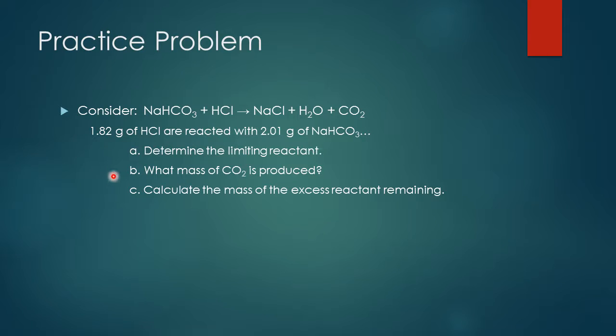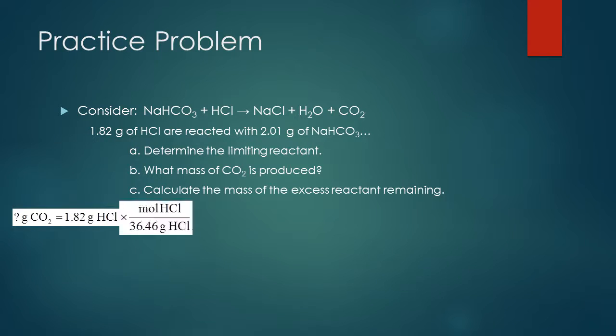Notice question B asks us what mass of CO2 is produced. So I'm going to need to figure out the mass of CO2 that we can make. So when I do this calculation, I am going to find the mass of CO2 that the HCl will give us. I'll also find out how much CO2 the sodium bicarbonate will give us. This way I can kind of kill two birds with one stone, so to speak.